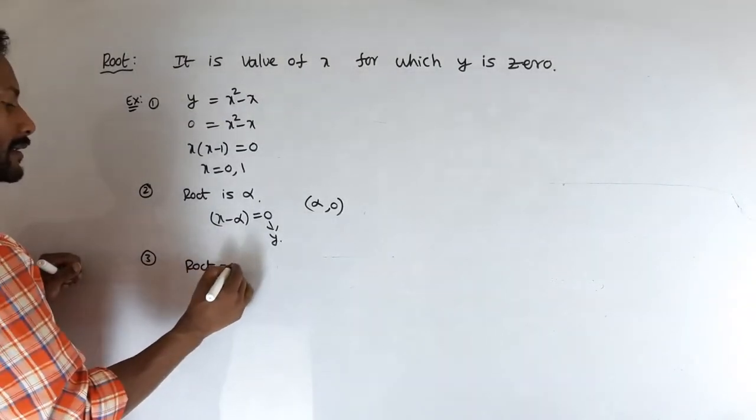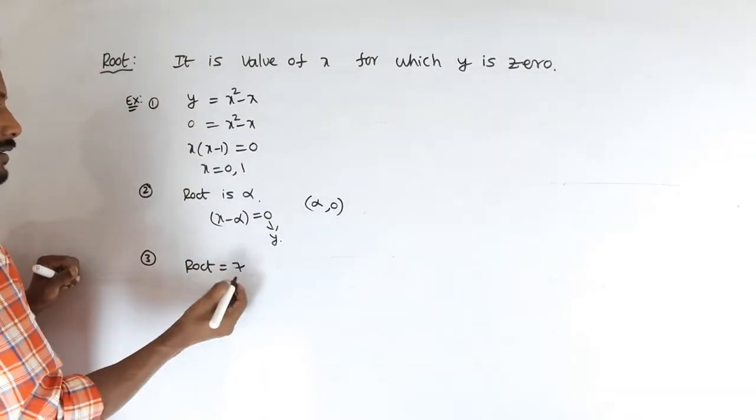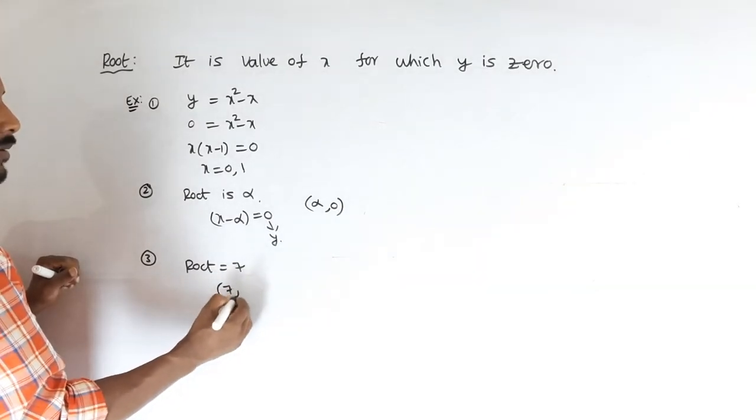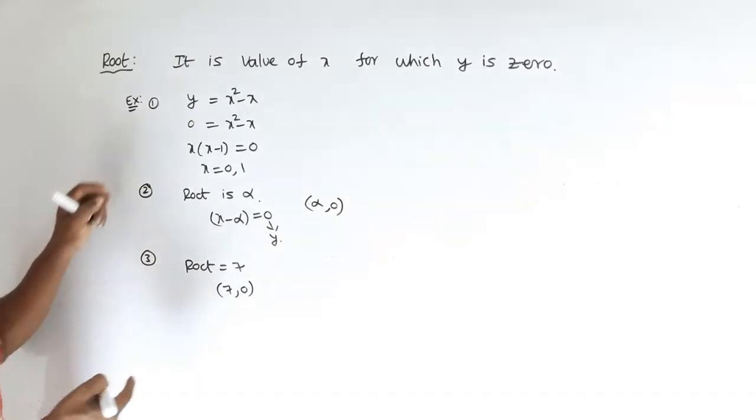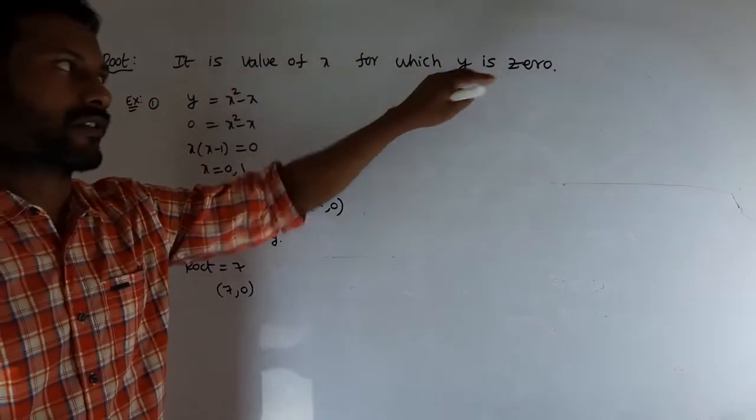Now root is 7. Root is 7 means what is the coordinates? 7 comma 0. Root is 7 means x equal to 7, y is 0. It is the value of x for which y is 0.